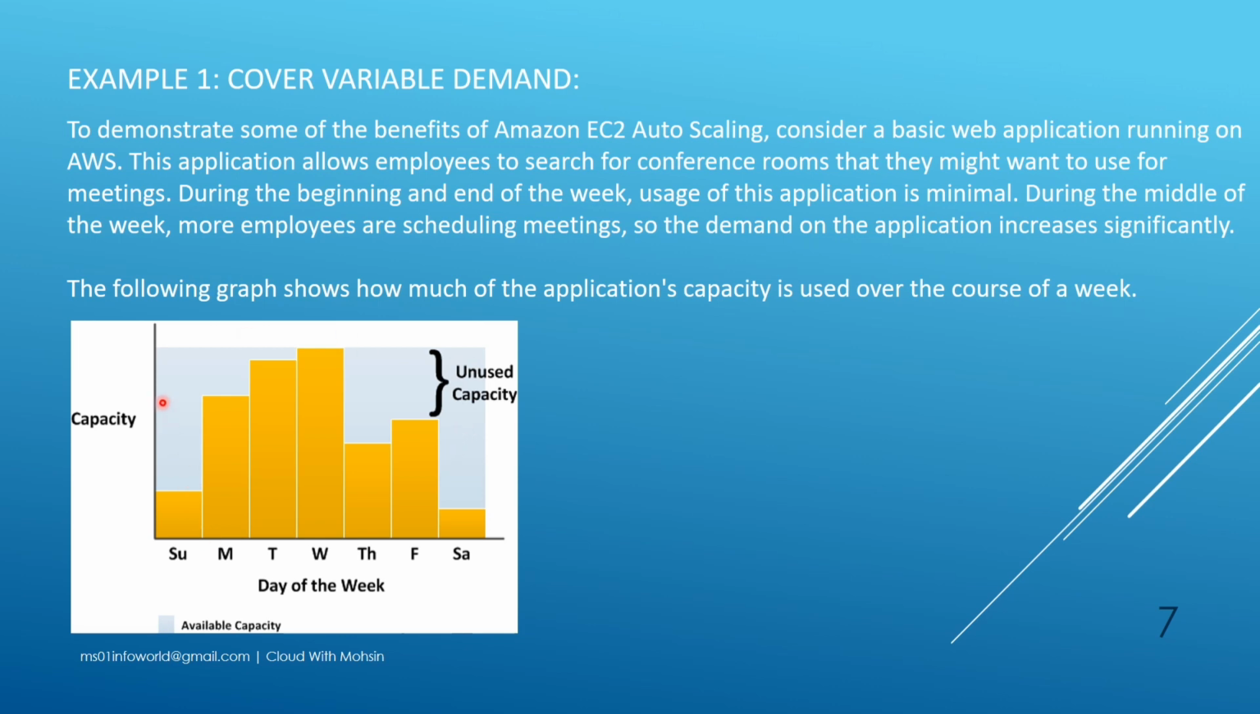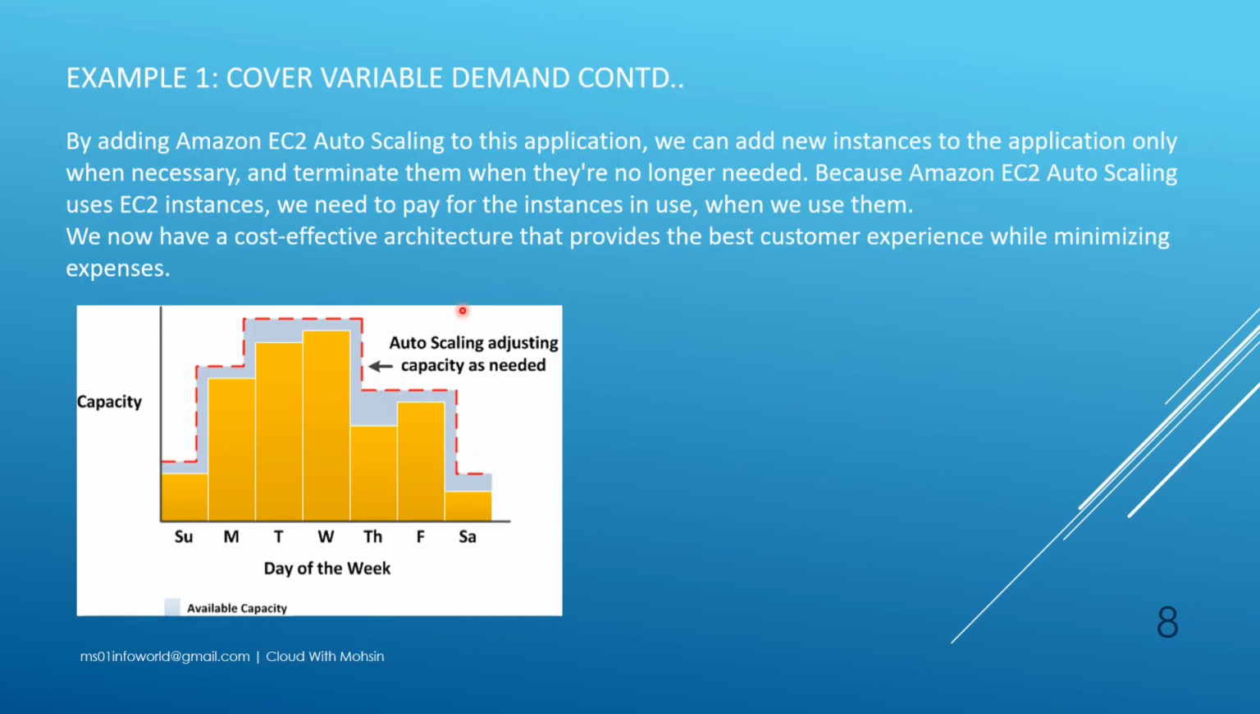So the entire application is running on 4 EC2 instances. On other days, except Wednesday, it might use only 1 or 2 EC2 instances, and the remaining might be running idle. That is the unused capacity you can consider here. This is without auto scaling. Now what will happen when we have auto scaling introduced?